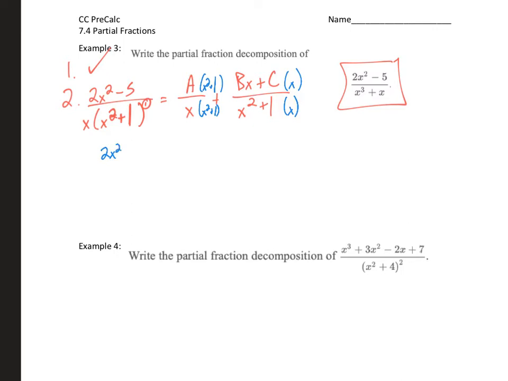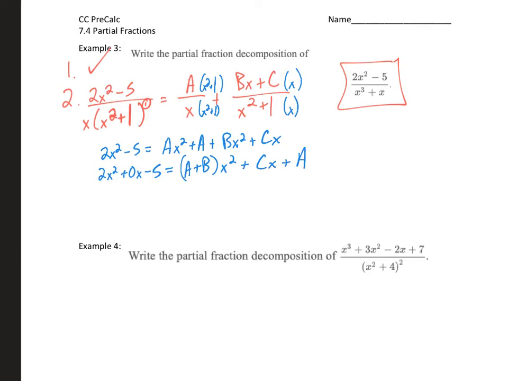So denominators are all the same. The numerator, 2x squared minus 5 equals ax squared plus a plus bx squared plus cx. Reorganizing, 2x squared technically plus 0x minus 5 equals a plus b, those are both x squareds, plus cx plus a, just organizing stuff. So 2 equals a plus b, 0 equals c, that's nice. Negative 5 equals a, that's also nice.